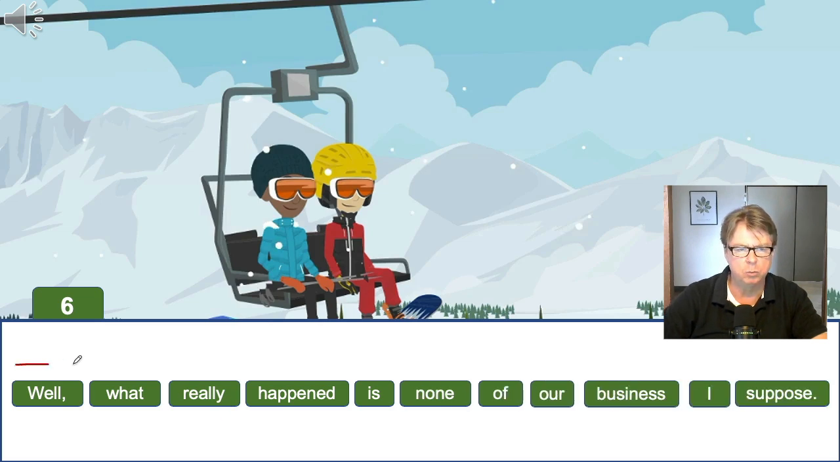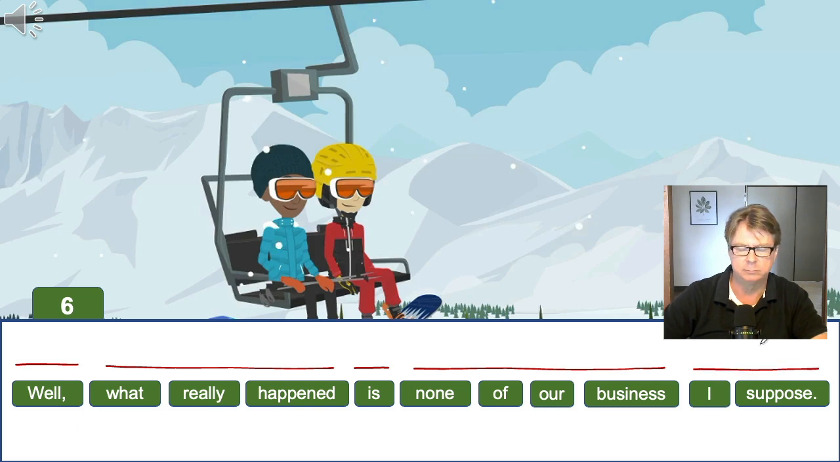So again, we have our chunks. Well, what really happened is none of our business, I suppose. And here we have another noun clause. So here, what really happened, or the events that happened, the situation that took place, right? So this is a noun clause. And so a noun clause is basically just a concept or an idea. It has a subject and it has a verb. And we're going to look at this actually coming up in the grammar section soon.